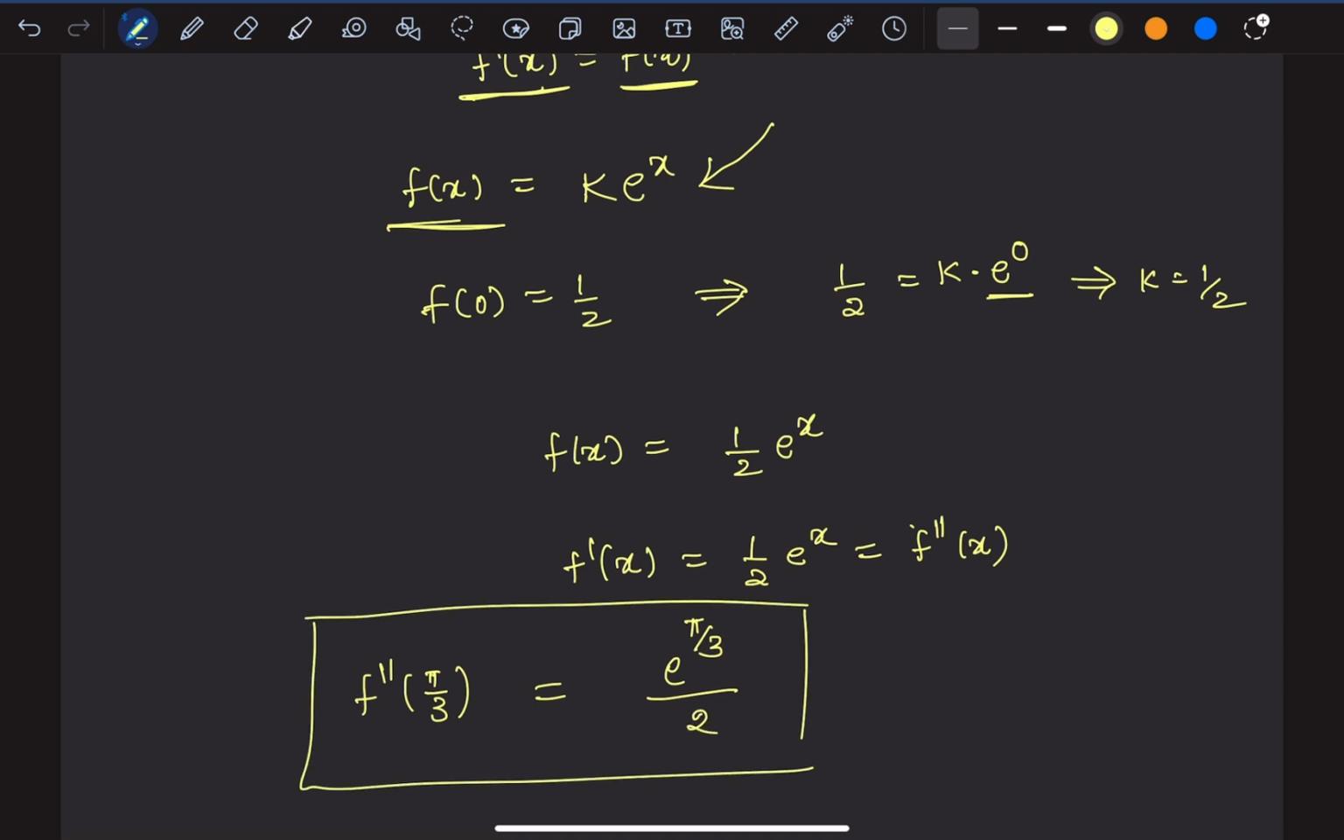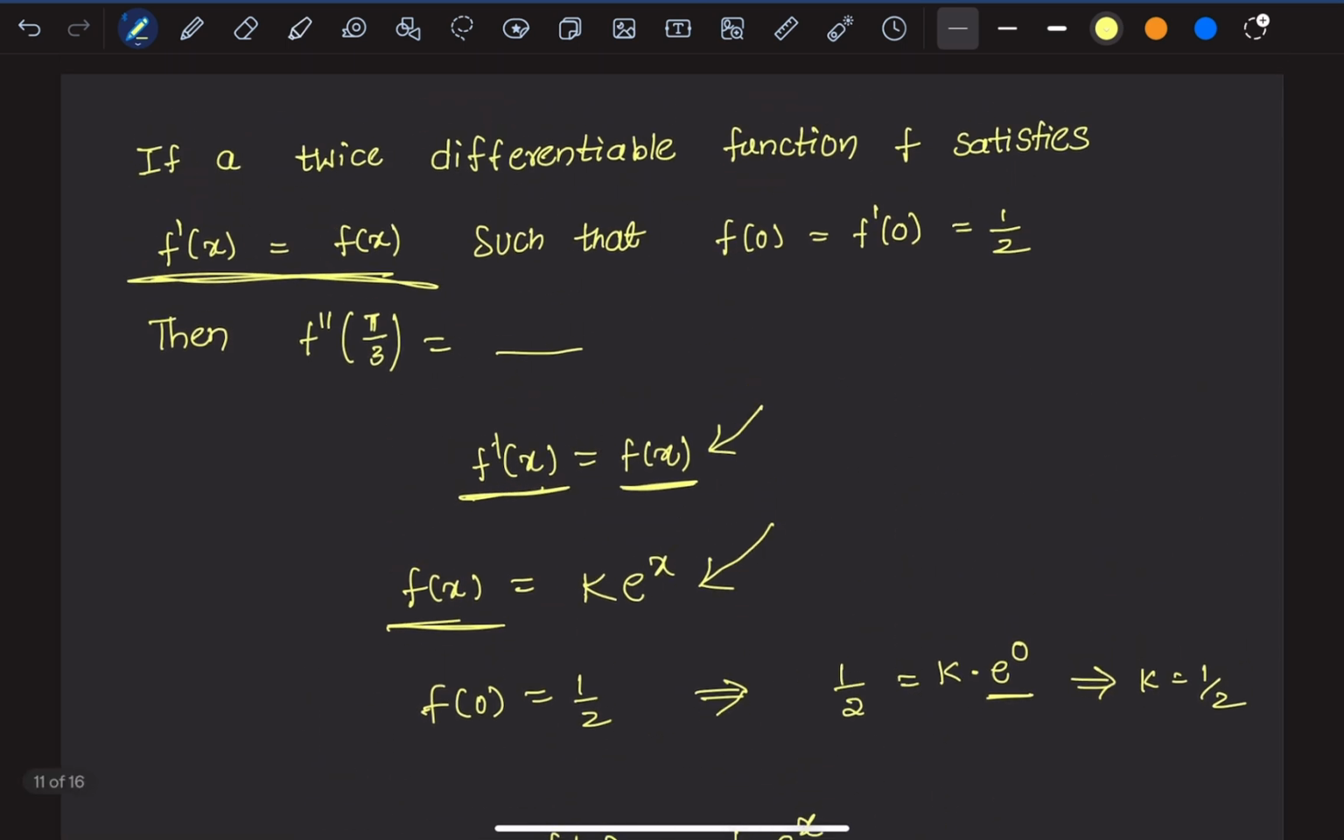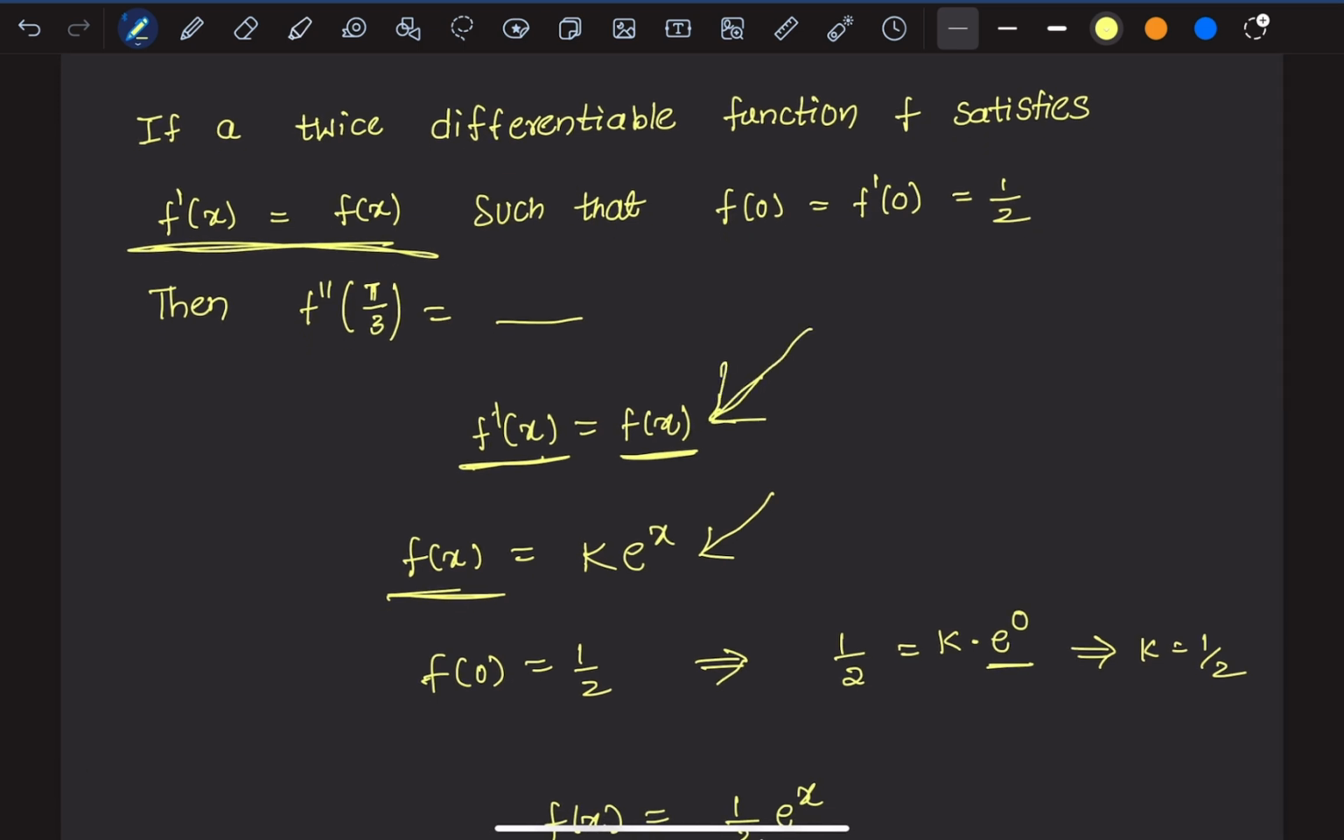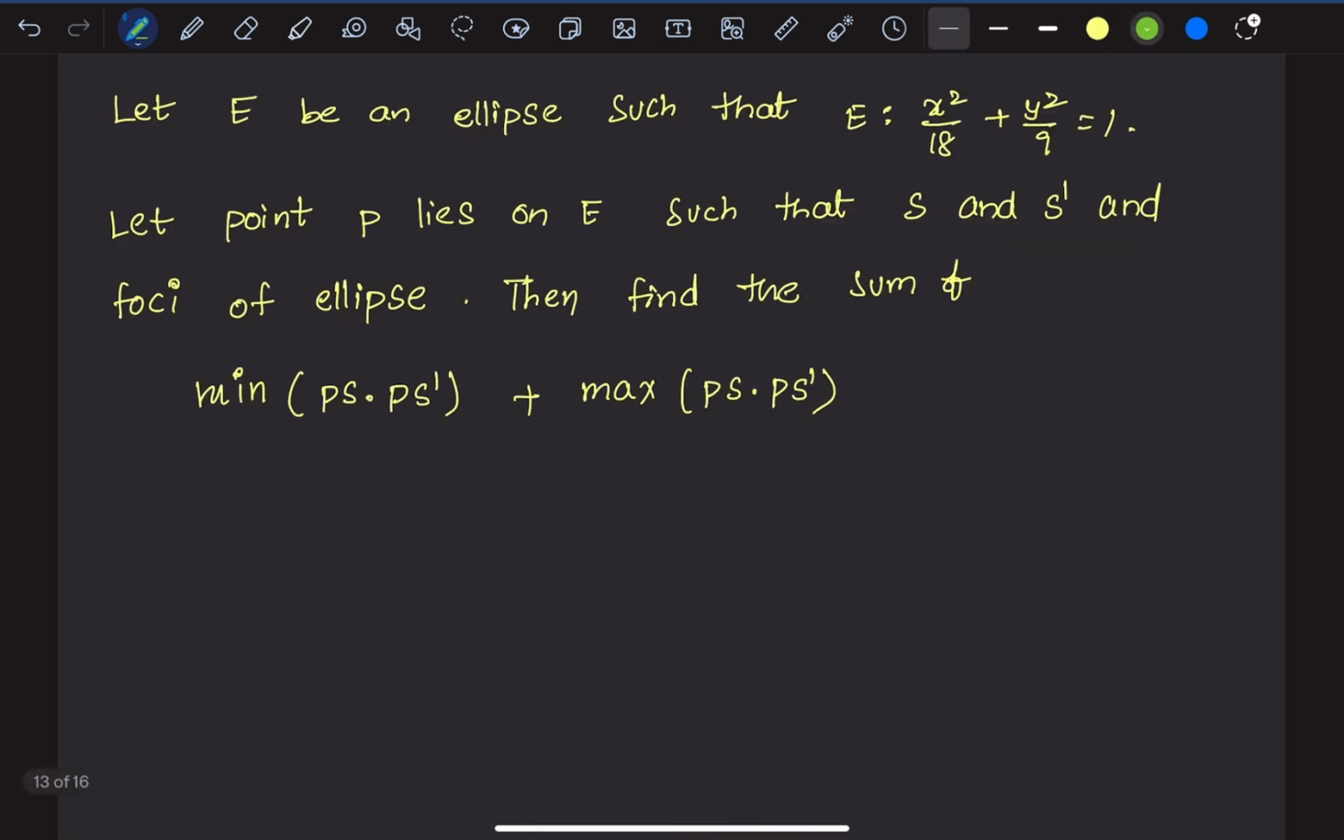So this is such a simple question. You just have to find the solution for this differential equation and then substitute the values. So nothing complex here. So let us go ahead and solve the next question.